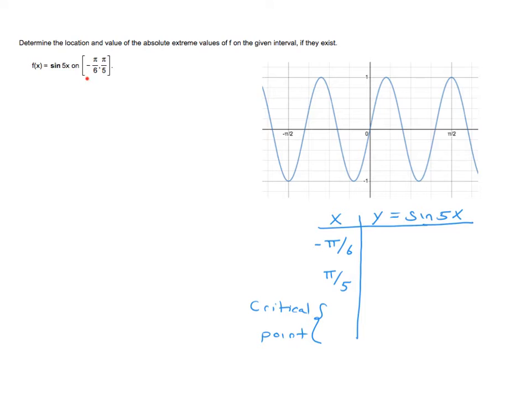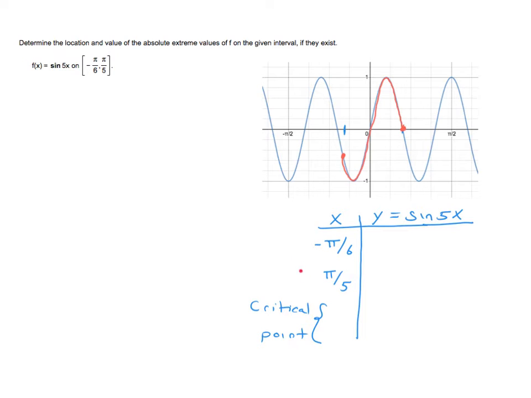I'm going to draw the location of this interval along this axis here. So negative pi over 6 is roughly right here. Pi over 5 is, I think, right about there. So what we're really asking for is, if you focus on just this part of the graph, it has a largest y value and a smallest y value. The largest one is the max, and the smallest one is the min.